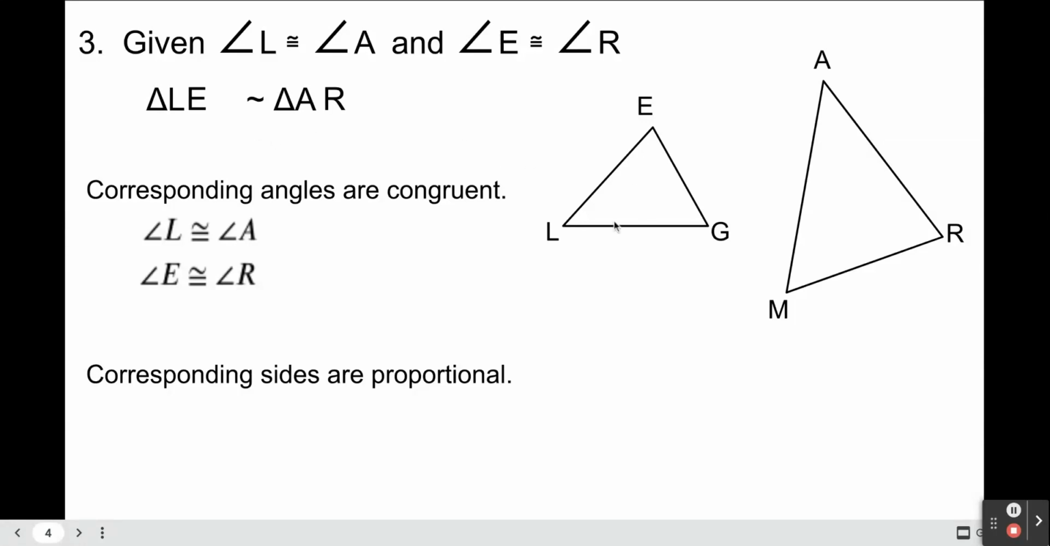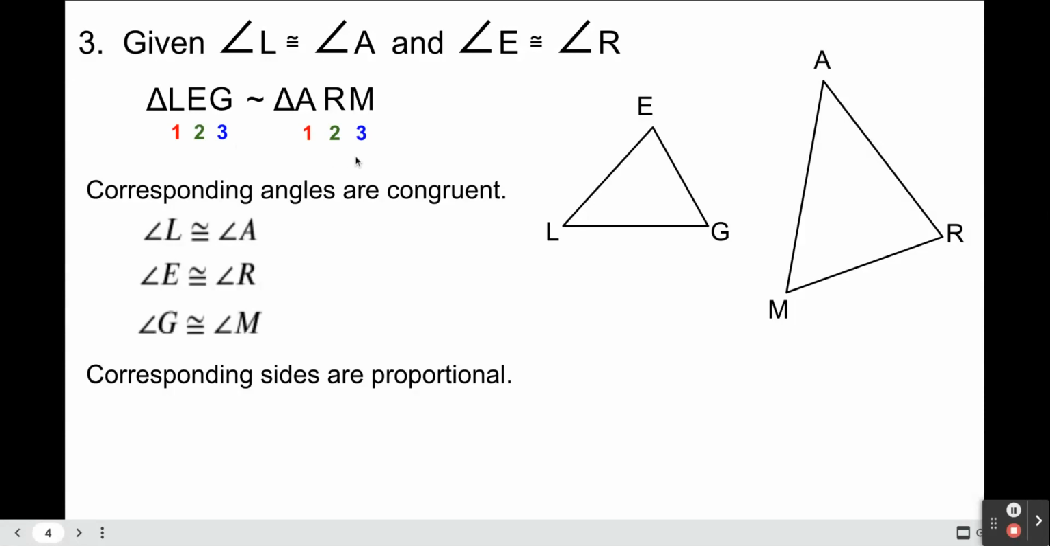So finally, that means we need to look at our picture and see what letters we have not used. We've used the L and the E, so that leaves us G in the first triangle, and that will have to line up with, since we've already used A and R, that will have to line up with M because we've not used that letter. So G is congruent with M. Of course, that finishes off our similarity statement also. Triangle LEG is going to be similar to triangle ARM.